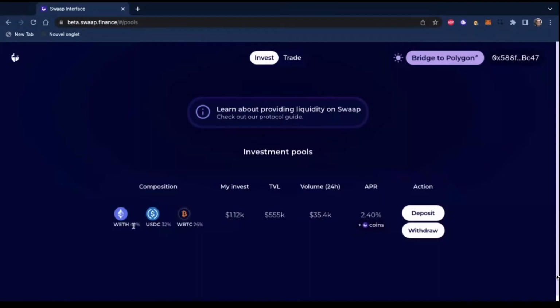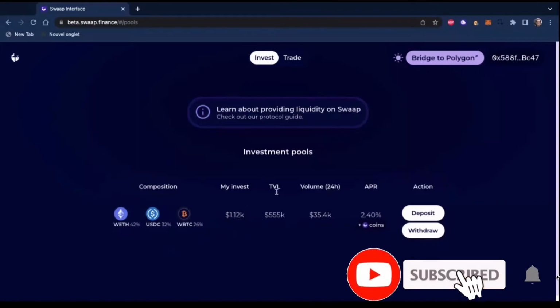So don't worry about the composition of the pool. The pools are balanced all the time, but they are not balanced according to the same principle as traditional AMMs. They try to maintain the same ratio of assets. That's how we're able to fight impermanent loss.